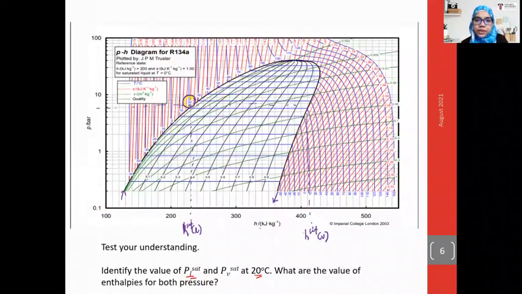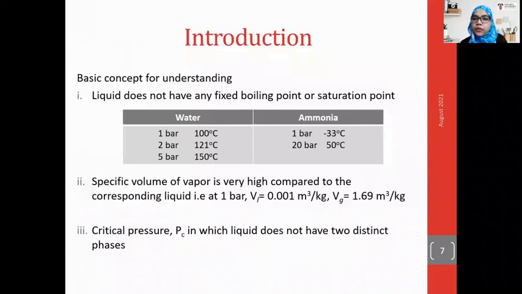Back to the previous example here. If we have pressure versus volume, the specific volume for the gas is much higher than for the liquid, so we have V_G higher than V_L. Next, the critical pressure, at which the liquid does not have two distinct phases anymore. We have this diagram, for example P versus V, and this is our critical pressure at a certain critical temperature.